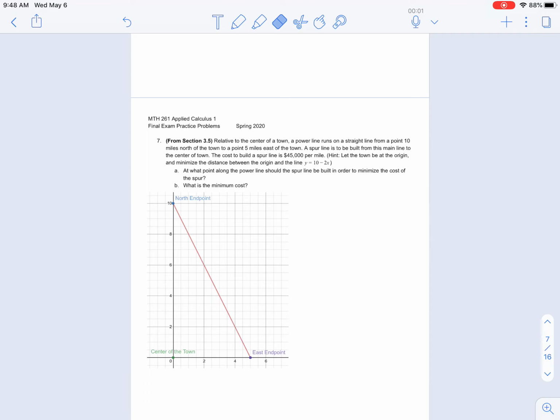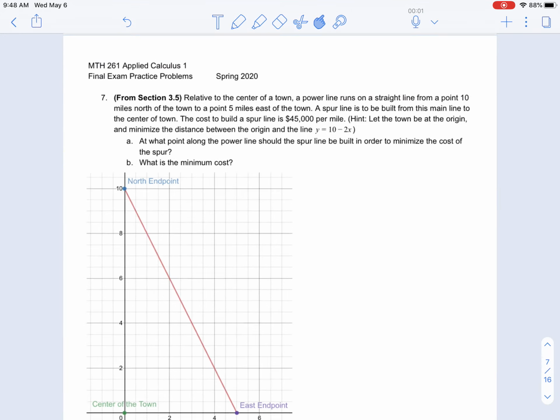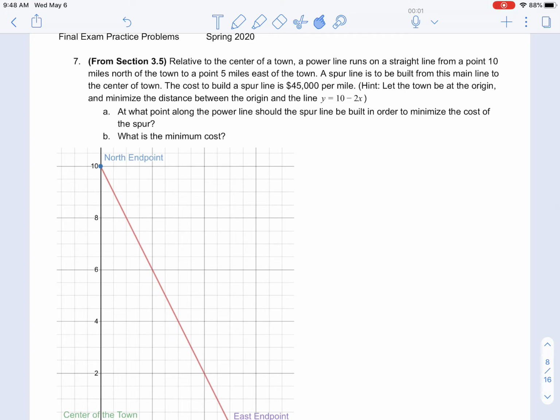So let's start number 7 without a picture. Let me go ahead and get rid of this picture, if I can. I don't think I can. But let me show you how I got this picture, okay?